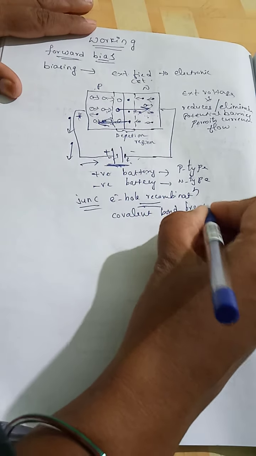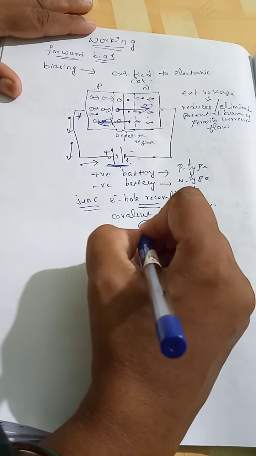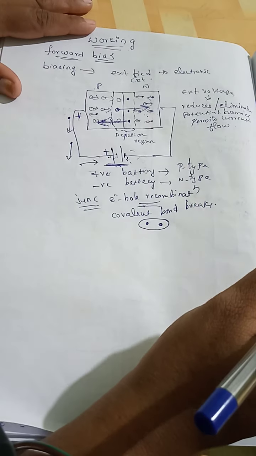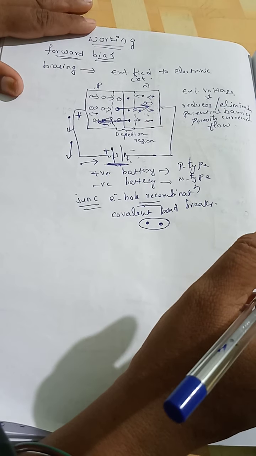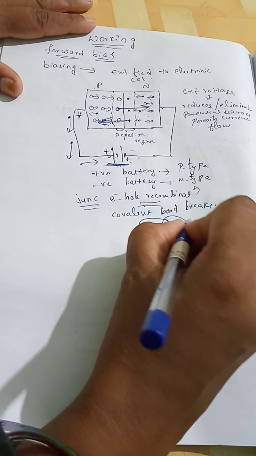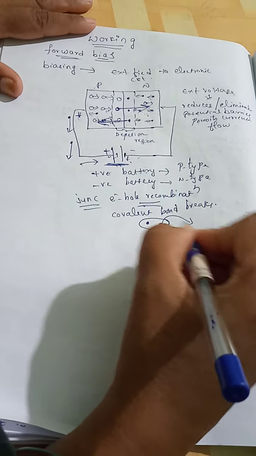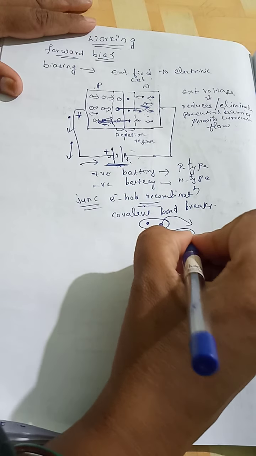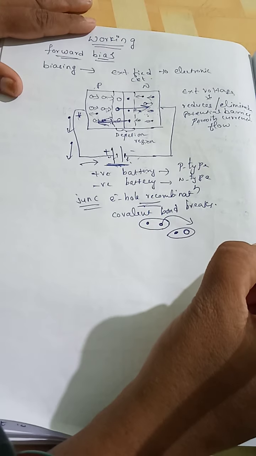Covalent bond breaks. A covalent bond means a bond formed between two electrons. So covalent bond breaks means one electron is liberated from the bond. So when one electron is liberated from the bond, what remains? A hole remains in that place.